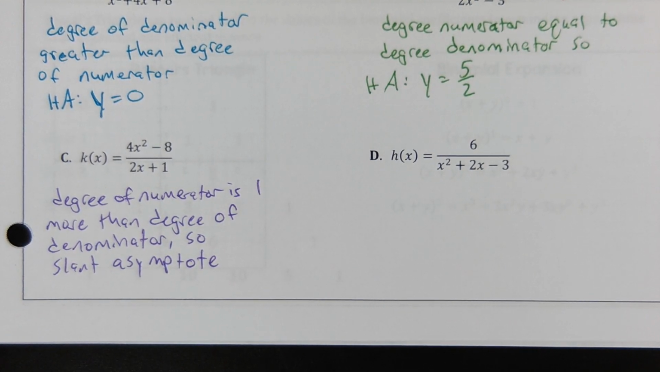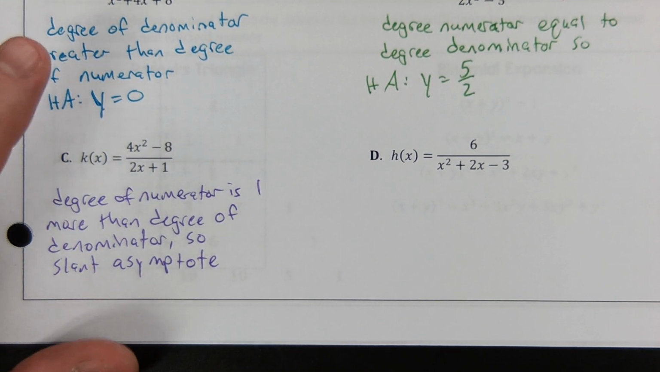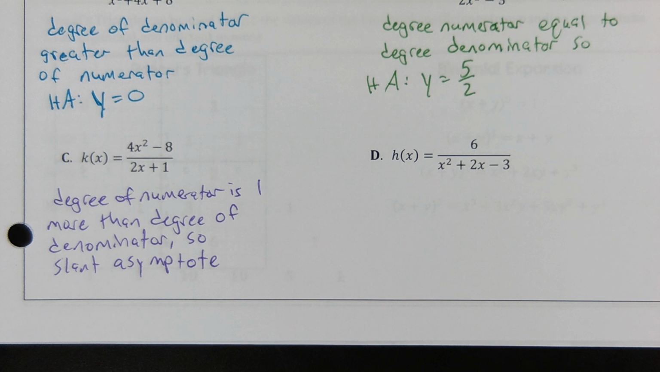And then we got this last one. What's the degree of the numerator? 0. It's not a first degree because there's no x's up there. If there was an x, it'd be x to the first, it'd be degree 1. But because there's no x's, it's degree 0. Bottom heavy. So just like this one, horizontal asymptote at y equals 0.